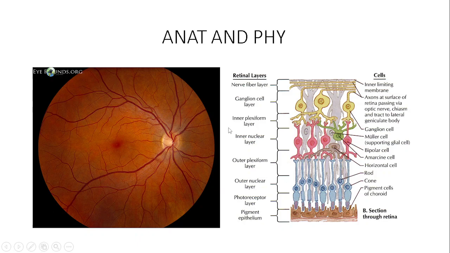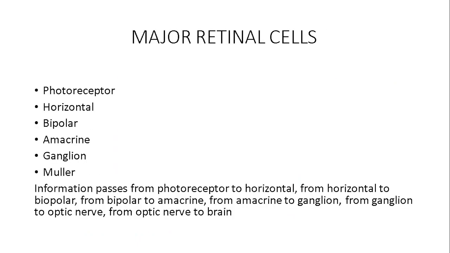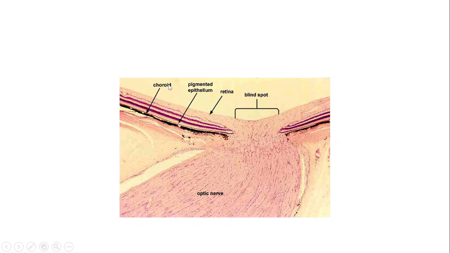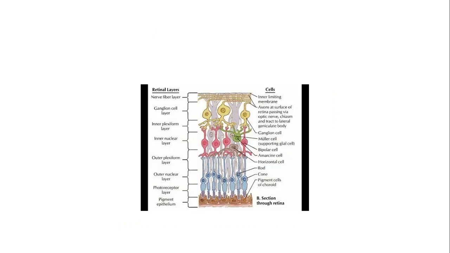Then after that, the information goes to the senders. The senders of information are the ganglion cells. Where are they sending the information? They are sending the information to the optic nerve. Remember, the ganglion cells come right from the optic nerve. So information passes through the optic nerve and goes to the brain for interpretation and proper visualization.